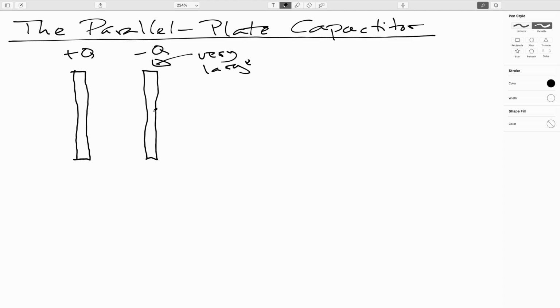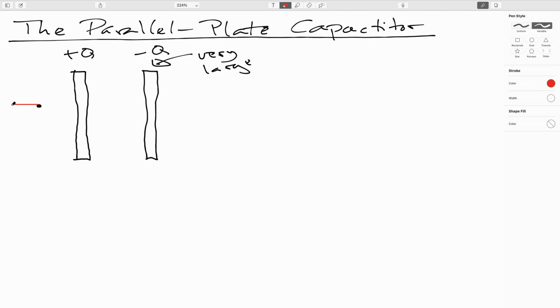So let's try to figure out what the electric field strength is in this zone, and this zone. So let's start by looking at some point over here to the left of our positive plate. We can think about the contributions to the electric field from both the positive and the negative charge.